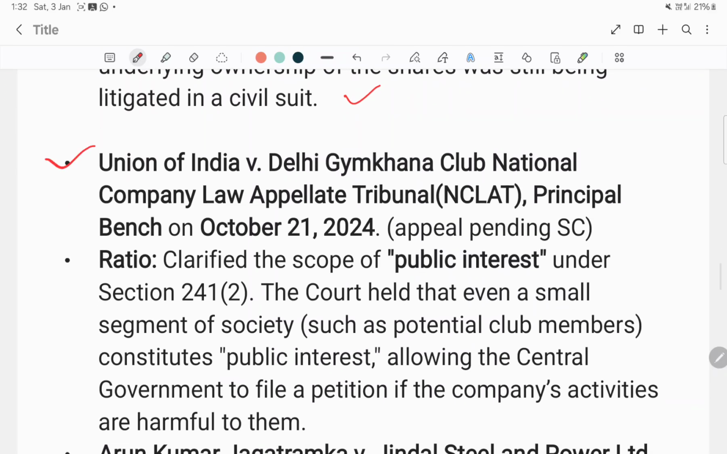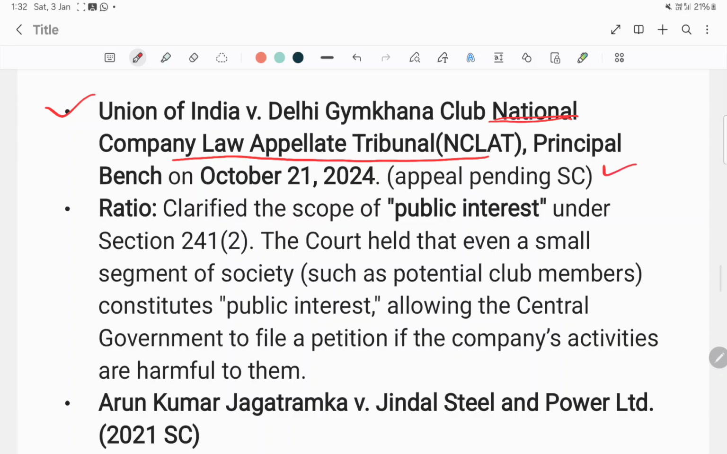Thereafter, Union of India versus Delhi Gymkhana Club. This case was decided by the National Company Law Appellate Tribunal, NCLAT, Principal Bench, Delhi. The appeal is pending before the Supreme Court. In this case, the public interest under Section 241 Clause 2 was clarified by the NCLAT. The tribunal held that even a small segment of society, such as the potential club members, constitutes a public interest, allowing the central government to file a petition if the company's activities are harmful to them.